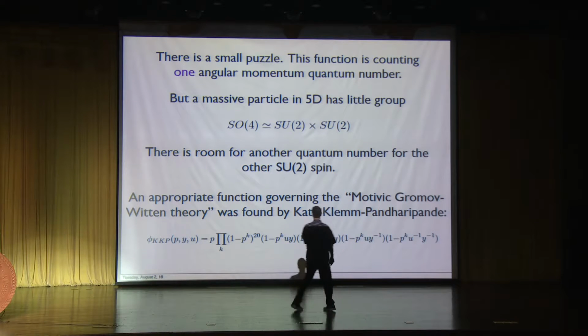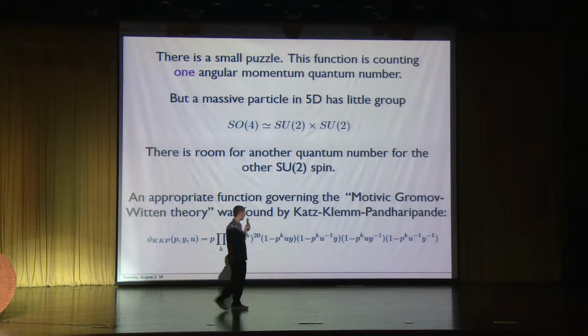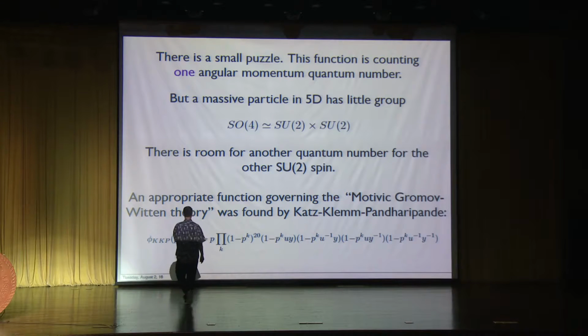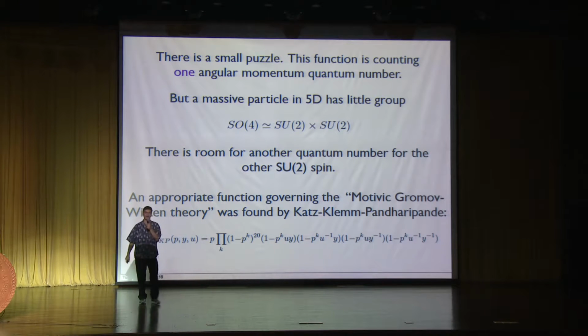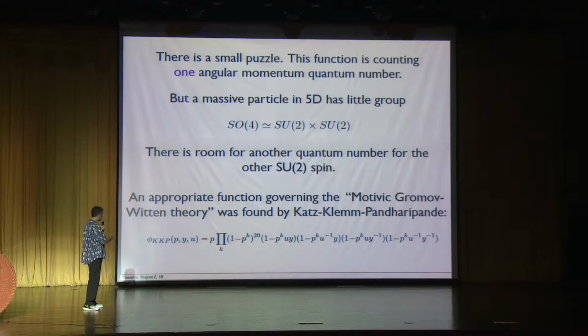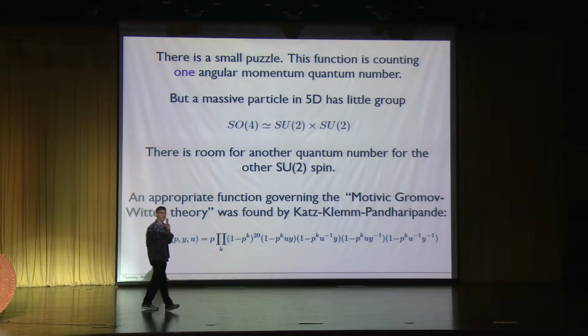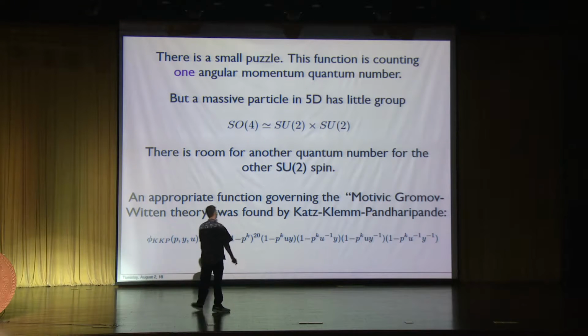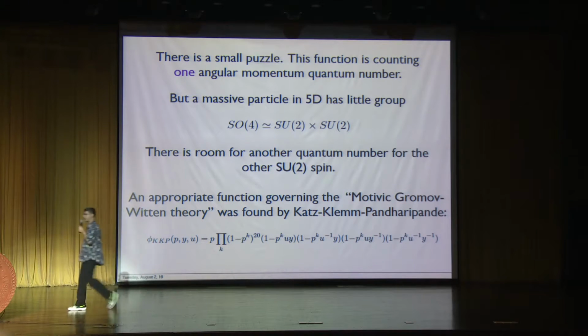Now, an appropriate function for this counting problem appeared in a paper by mathematicians Katz, Klemm, and Pandharipande a year and a half ago about motivic Gromov-Witten theory. So they wrote down this function, where we have P still counting the charge n, but now we, in addition to the y variable, counting one angular momentum, we have u, which keeps track of the other Cartan generator of the other SU(2). And again, its inverse has an interesting geometric interpretation.